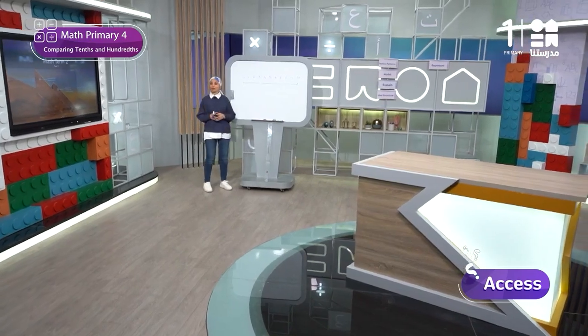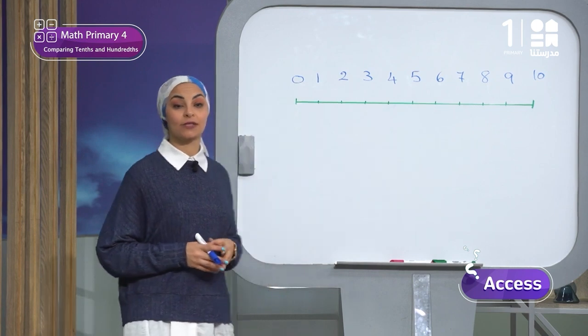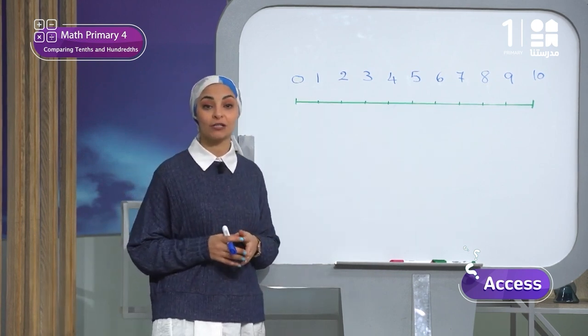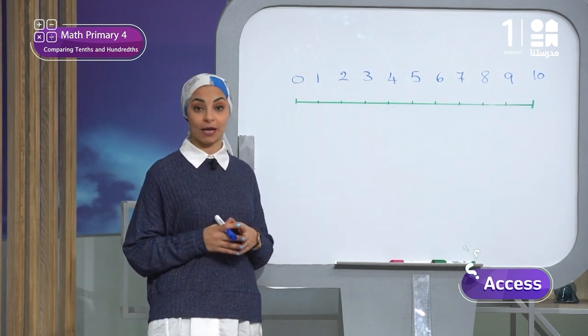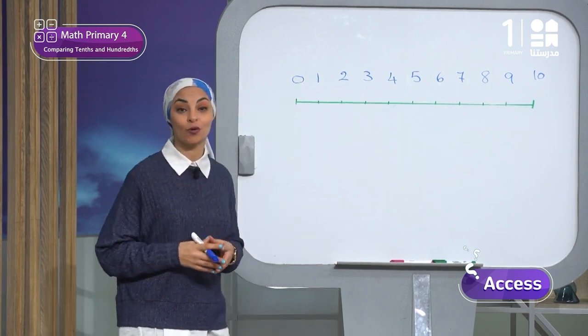طيب دلوقتي زي ما احنا شايفين we have numbers from 0 to 10. Let's use them. تعالوا نستخدمهم to write fractions with denominators of 10. يعني let's try to say the numbers. أنا هكتب النمبرز وانتوا تقولوها معايا.